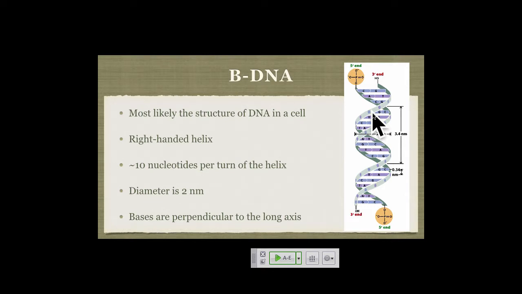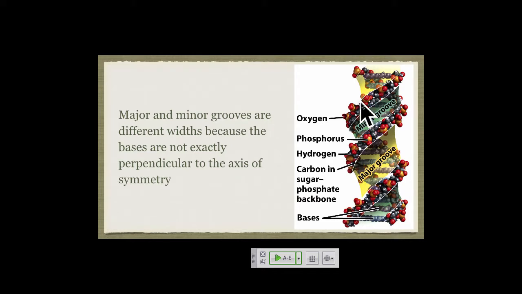Now, if you look at this space-filling model, what you see is there's actually a minor and a major groove that forms in the double helix. The reason these two grooves are not exactly the same size is because those bases are tilted slightly. The grooves would be the same size if it was perfectly perpendicular to the center axis, but they're tilted slightly. So you have the major groove and the minor groove.